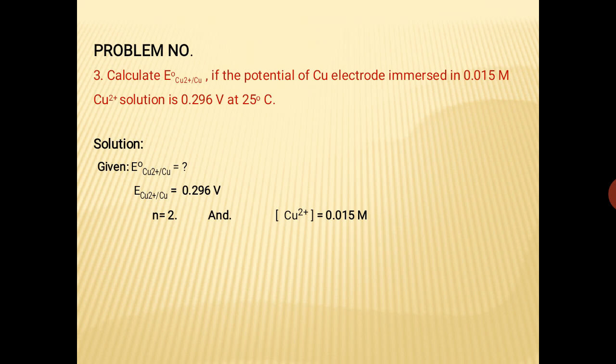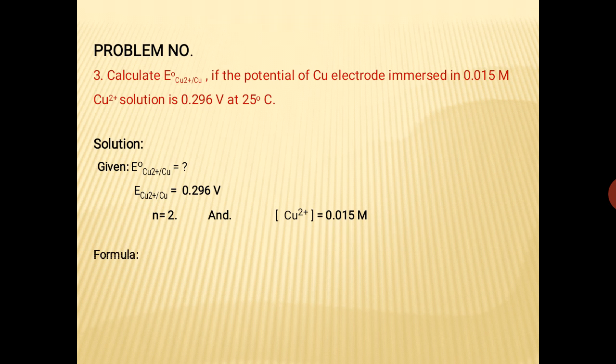Then second, they gave here the potential of Cu electrode, which is 0.296 volts. So E Cu2+|Cu is equal to 0.296 volts. And the problem says it is Cu2+ solution, so the number of electrons transferred N is equal to 2. And they have given the concentration term, which is 0.015 molar. So Cu2+ ion concentration is 0.015 molar. Okay, now we have identified all the given things.